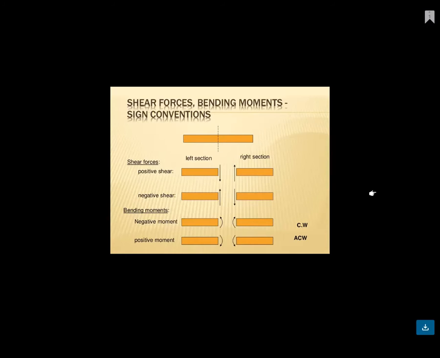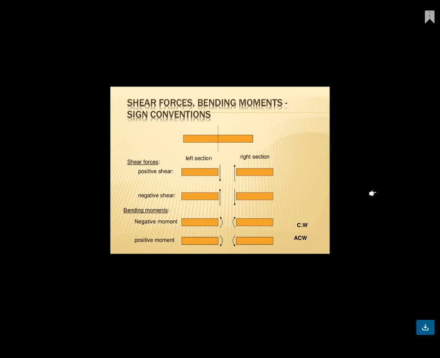Next is negative, that is a hogging bending moment. From the figure you can see, when the anti-clockwise movement on the left of the section or a clockwise movement on the right of the section is considered as a negative bending moment, it is also called a hogging bending moment. So a downward force on either side of a section of beam tends to bend it so that it produces concavity above the center line. It is called a hogging bending moment.